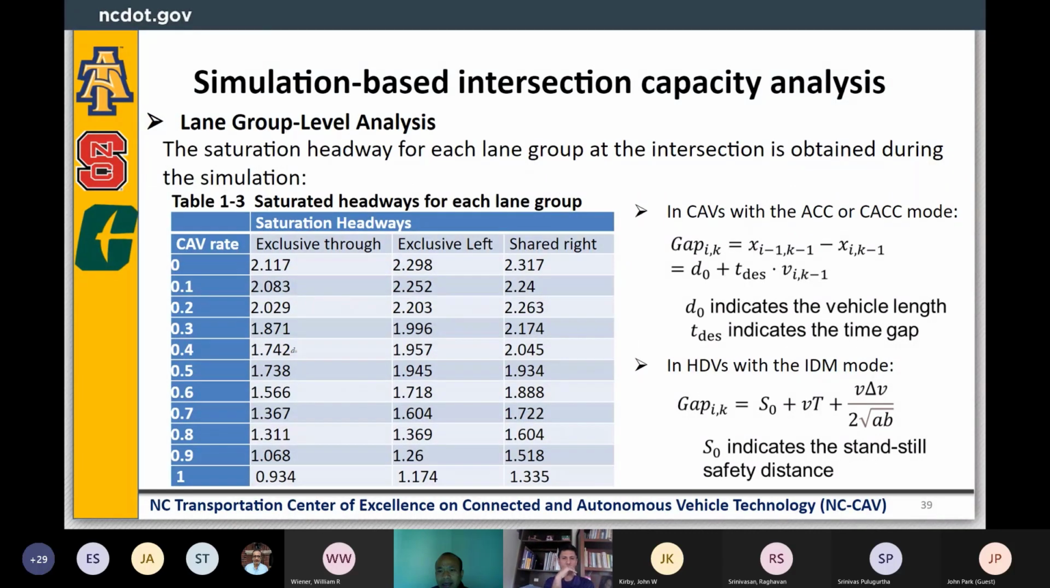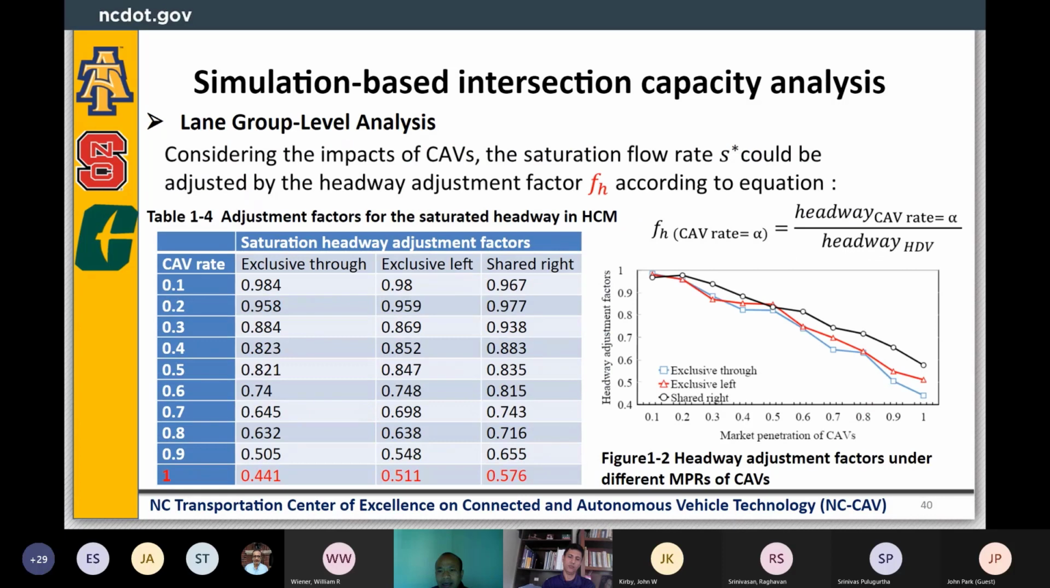So these slides basically show the saturation headway in our model. As you can see, when the connected and autonomous vehicle penetration rate is 100%, then we have 0.934 seconds for exclusive through lane. And for exclusive left lane, we have 1.174. For shared right, we have 1.335 as the saturation headway. So this table basically shows the lane-based saturation headways at different market penetration rates of CAVs. Next slide, please.